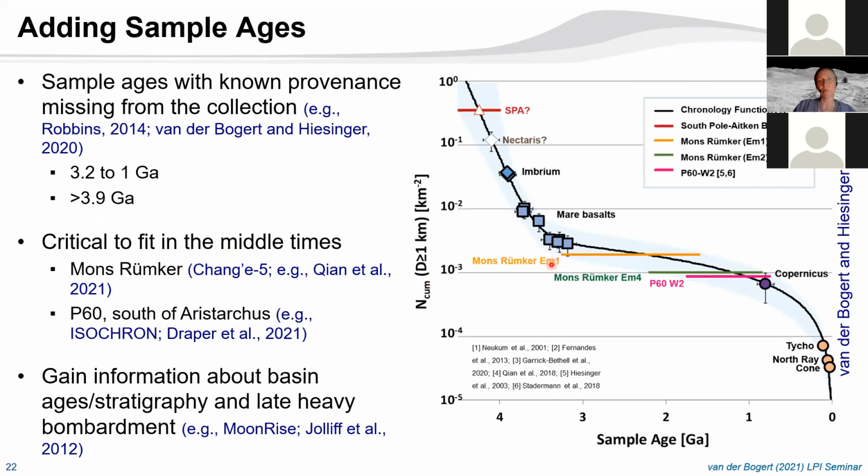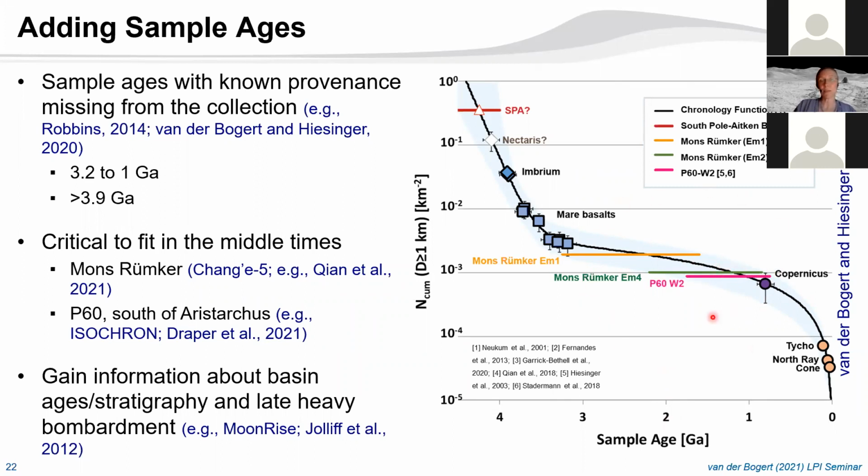Here, what I've done is plot the N=1 values for the 2 basalt units. Chang'e 5 landed on EM4, but there are 2 basalt units in the Mons Rumker region. And then I also plotted the N=1 for the P60 unit to show you that, based on the variability of all the different chronology function fits, this is where we would expect the sample ages to turn out, anywhere between about 1 and 2 billion years. And so I'm really excited to see where this will turn out.